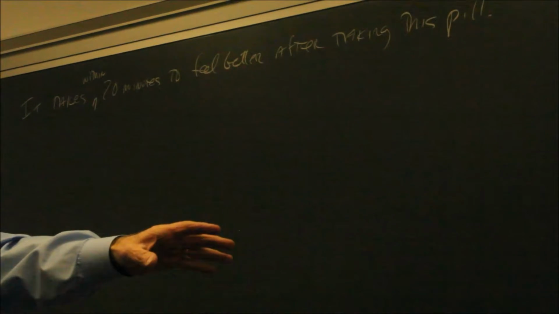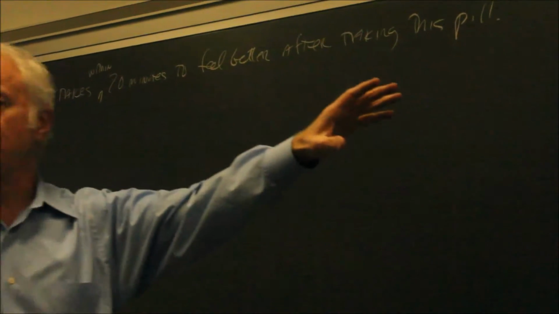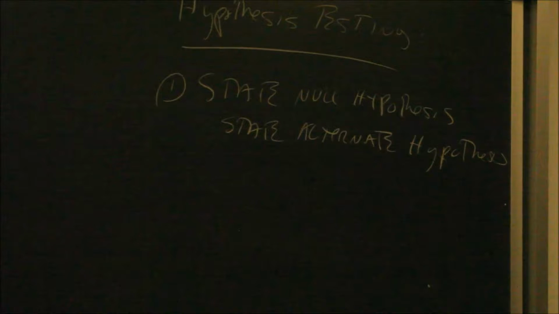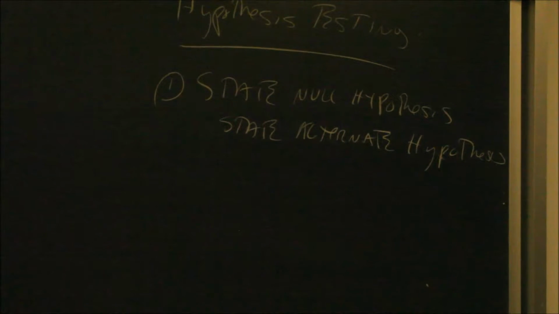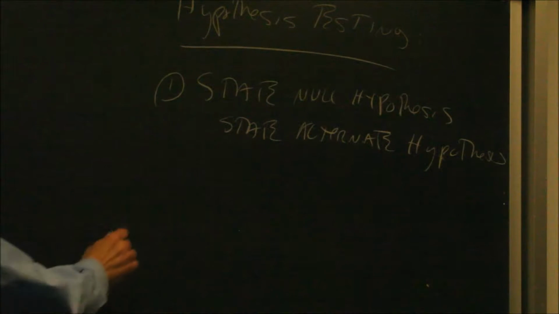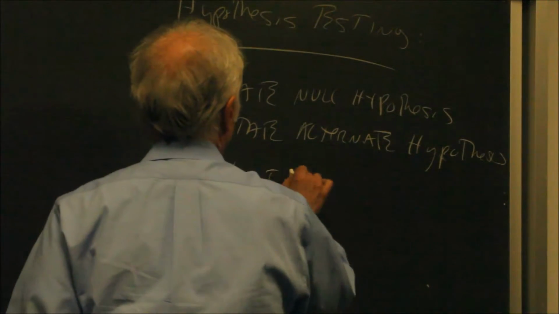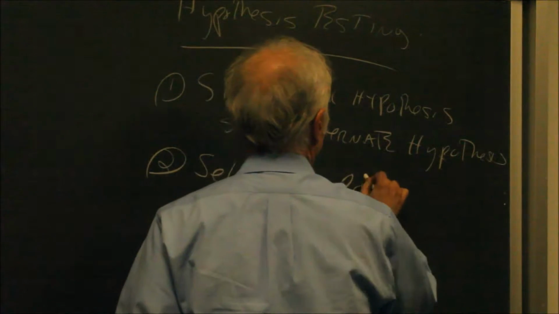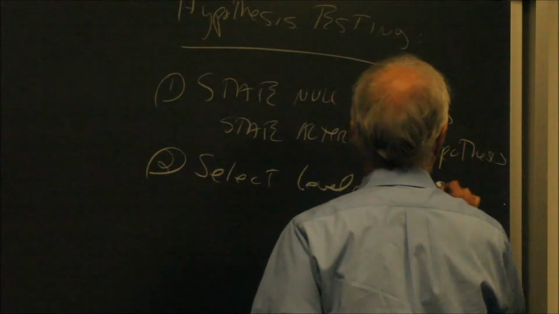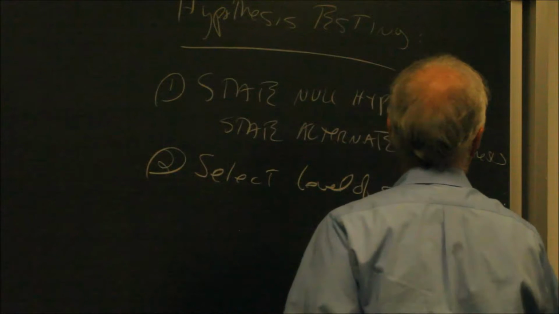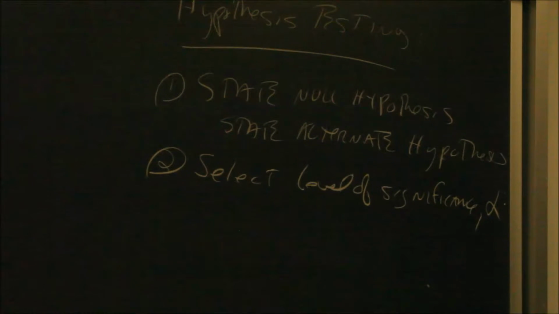And so going back over to here, the first step in the hypothesis test is to state the null hypothesis and state the alternate. And we'll go back over here in a minute to try to write down what we think we're testing over here. The second thing is to select a level of significance. And the level of significance is alpha.